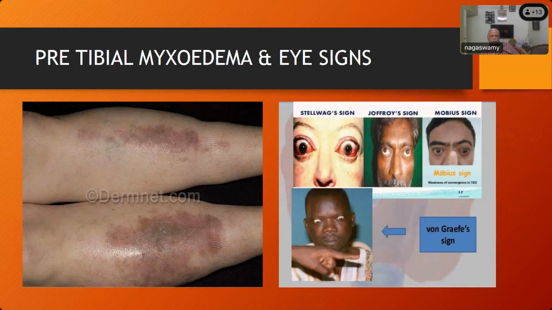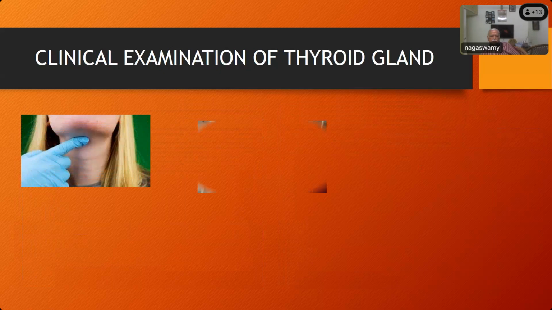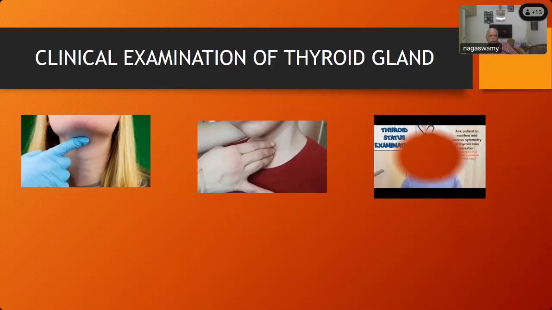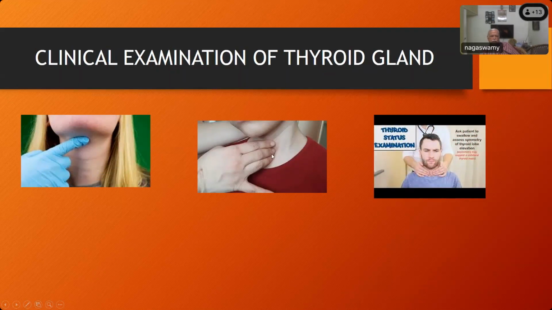This is the pretibial myxedema, and these are all the eye signs that she described. In clinical examination, this is the test you do for finding out the deviation. If you are able to insinuate your finger between the sternocleidomastoid and the gland, and it goes in freely, that means the trachea is in the midline.